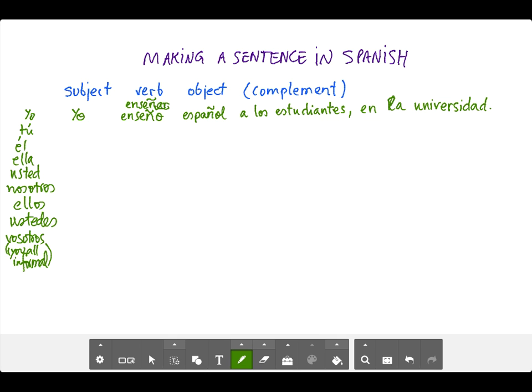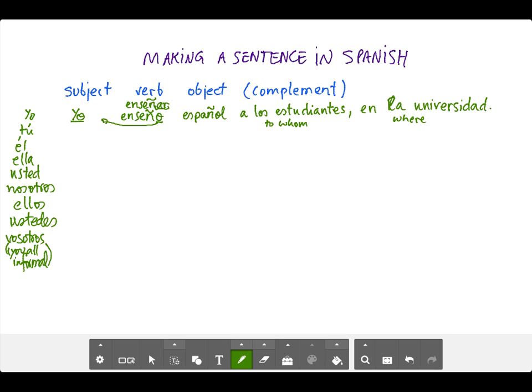So here we start with the yo, the subject, then the verb, enseñar, to teach. And I say I teach. So when you say I teach, then remember to change the ending into the subjects. And then what you teach, to whom, that's extra information, and where. So in la universidad, you don't need it to understand that I teach Spanish.